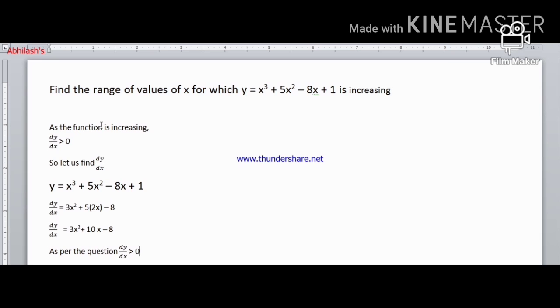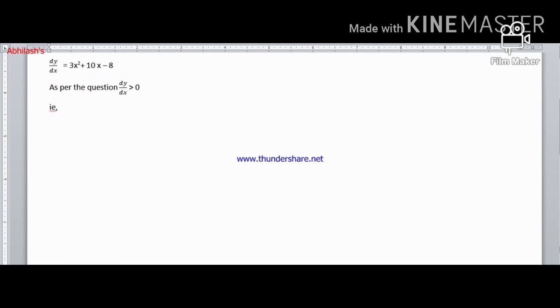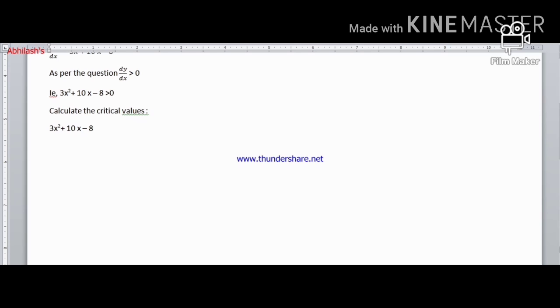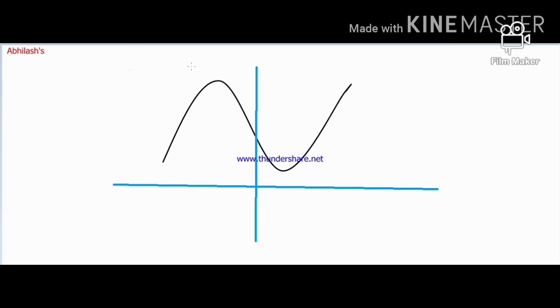As the function is increasing, dy by dx is greater than 0. Hence, already we have dy by dx as 3x square plus 10x minus 8. That means 3x square plus 10x minus 8 is greater than 0. Now we need to calculate the critical values in which 3x square plus 10x minus 8 is equal to 0. For calculating that, you can use either factorization, the quadratic formula or completing the square, so that we get two values of x. Sorry, x is equal to 2 by 3 and x is equal to minus 4.